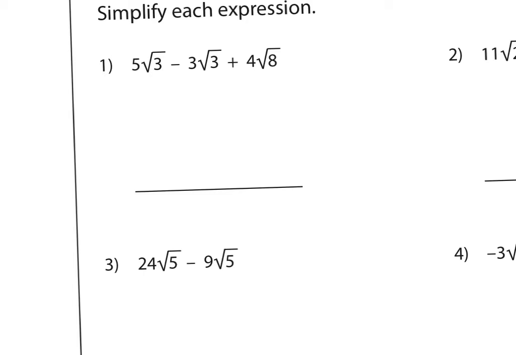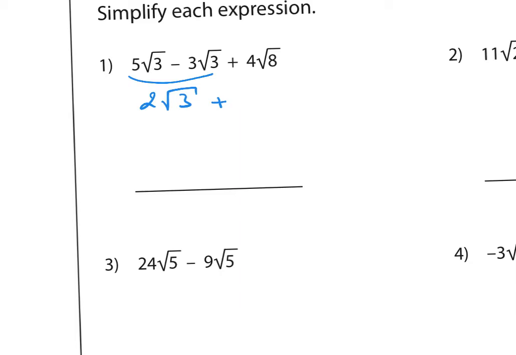Well, first of all, in order to add, we need to add like radicals, the same root. For example, we can combine the 5 square root of 3 and 3 square root of 3. It's like we have 5 apples minus 3 apples, which is 2 apples. So the first 2 here, it's going to be 2 square root of 3 plus.